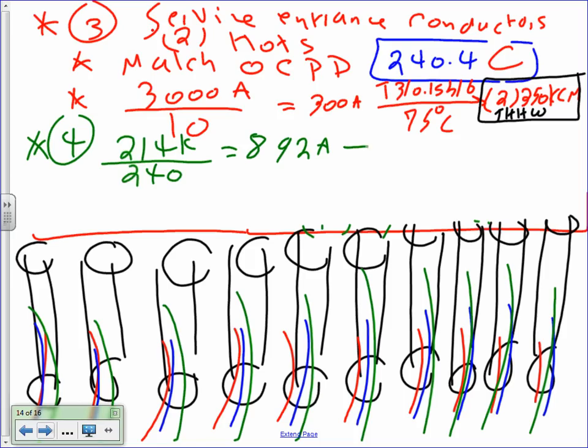All right, now take this one, now I need to parallel. 892. Now I need somebody to help me. The code says, Adam, if you parallel the hots 10 sets, do I have an option of how many sets to carry? You're stuck. If your hots are paralleled 10 sets, then the neutral must be paralleled 10 sets, because you have to carry the hots and the neutral with every set. Do you guys see that? If you pull 10 sets for the hot, you must pull 10 sets for the neutral. So do I really have any option here to put 9 sets or 11 sets? So this will be 10. So that will give me what? 89.2 amps. 89.2 amps. Cool?